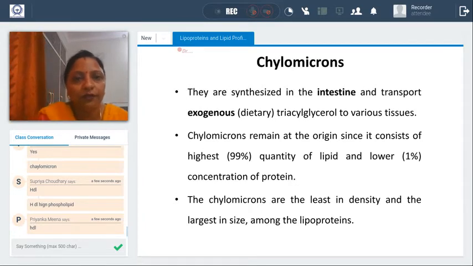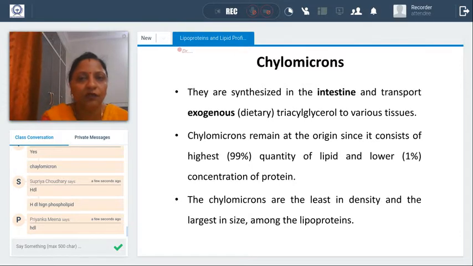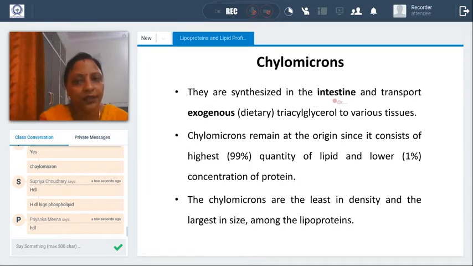So we will discuss one by one. Chylomicrons are synthesized in the intestine and transport exogenous or dietary triacylglycerol to various tissues. This is the function of chylomicrons. Please remember, they are synthesized in the intestine and transport exogenous or dietary TG to various tissues.